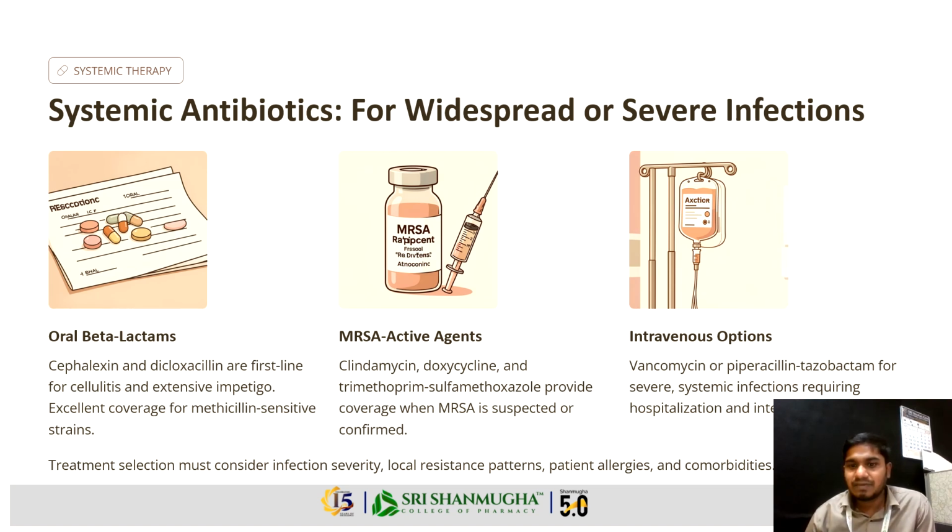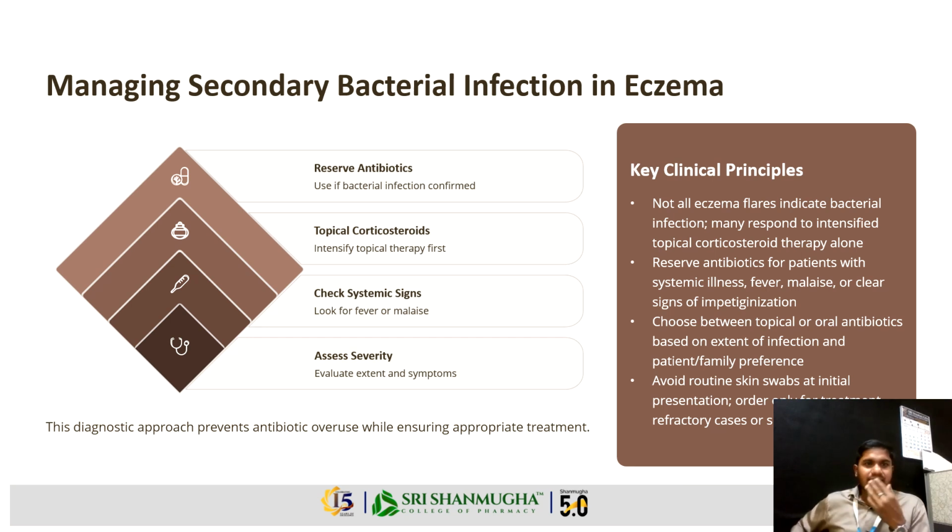Next, intravenous options. What does intravenous mean? IV. Vancomycin, or piperacillin with tazobactam, or piperacillin with sulbactam, for severe and systemic infections requiring hospitalization.